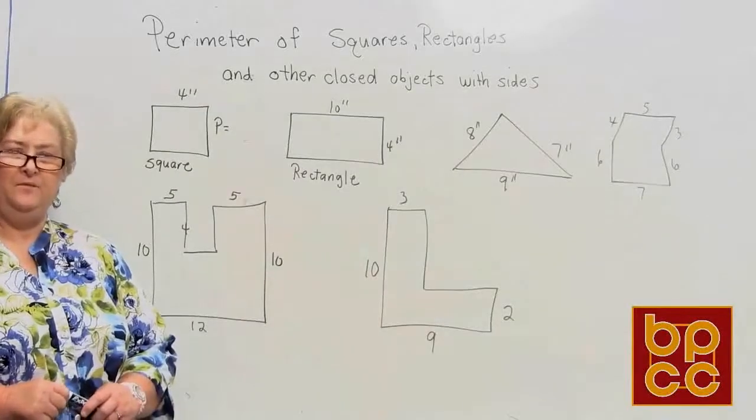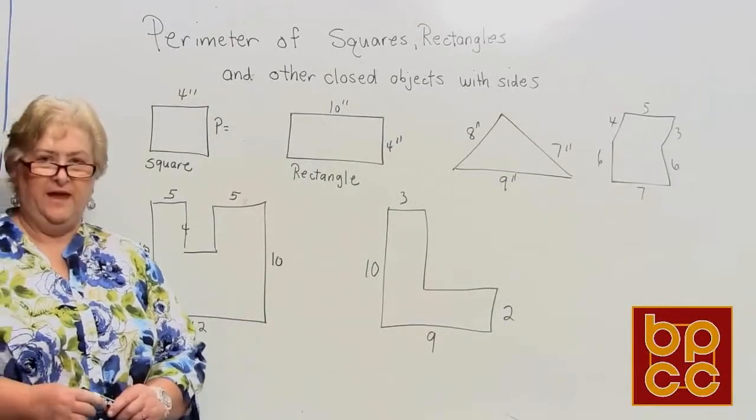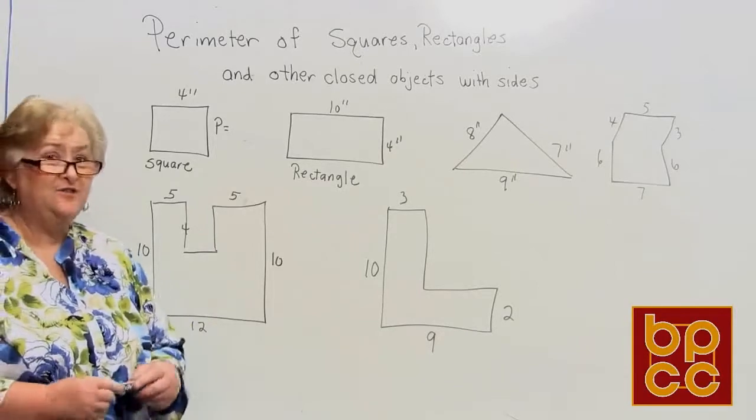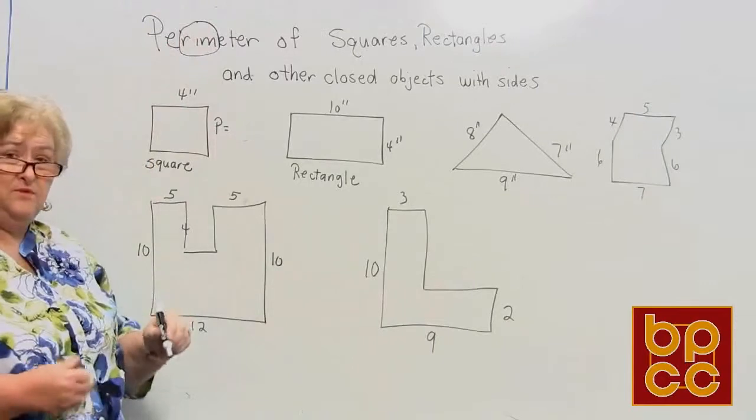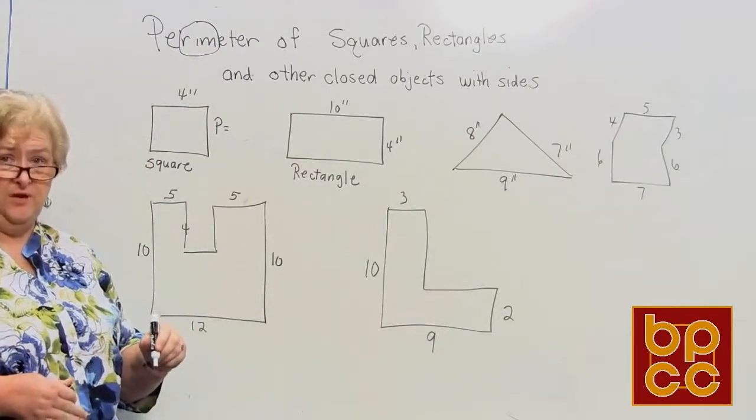Right, let's talk about perimeter of some different objects that we have up here. Perimeter has the word rim in it. Look right here. And rim to me means the walk around an object.